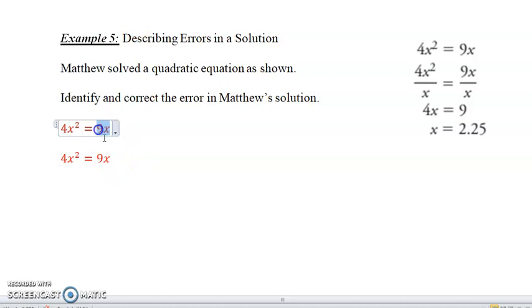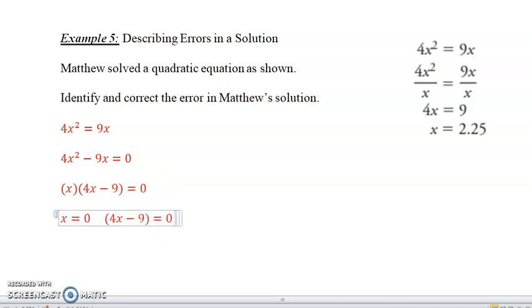So what we'll do is we'll subtract the 9x from both sides. In doing so, we get 4x minus 9x. So I subtract the 9x from both sides to get this, right? And then we're going to factor out an x. So when I factor out an x here, I end up with x times 4x minus 9. Okay, so this is actually considered two factors. So now I have to let both factors equal 0. So x equal to 0 and 4x minus 9 equal to 0.